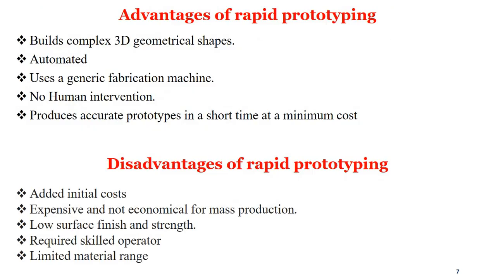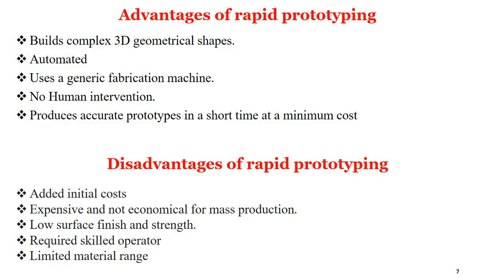Advantage of rapid prototyping: it can build complex geometrical shapes. We can manufacture or build very complex, very intricate shapes by using this technique. Automated: the RP process is fully automated. There is no human intervention, so the chance of error is very less.